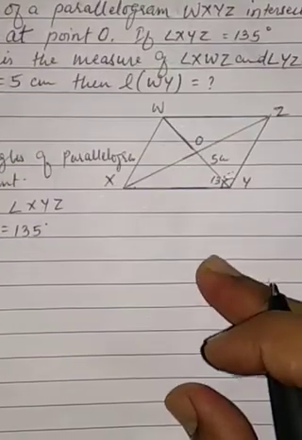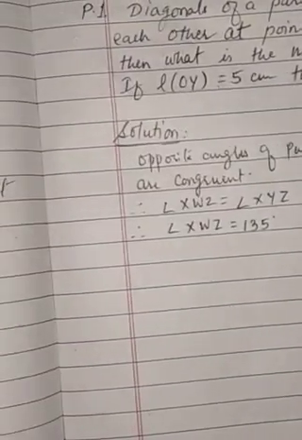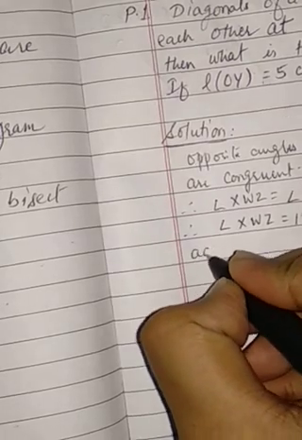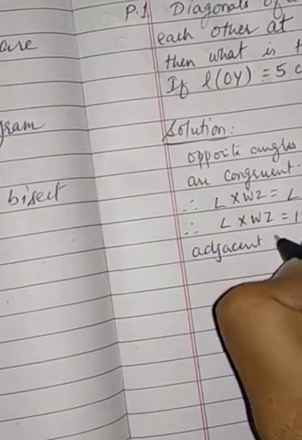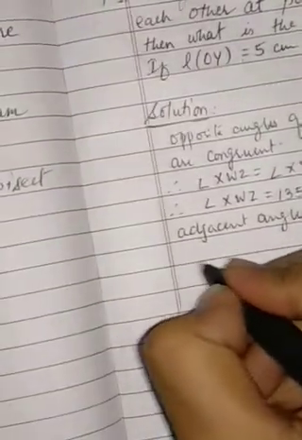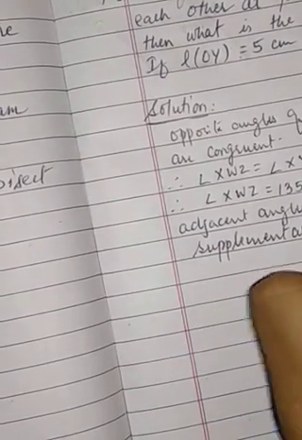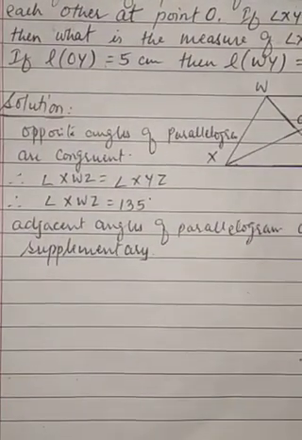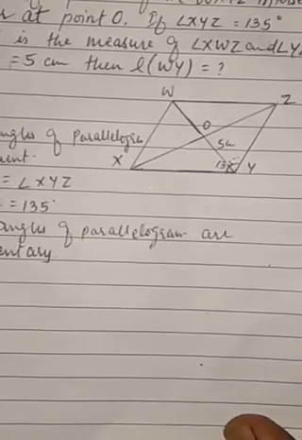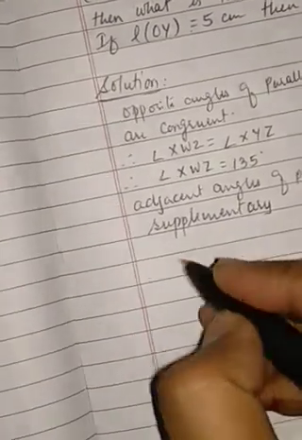Also, we have been asked angle YZW. Now another property that we know is adjacent angles of parallelogram are supplementary. Isn't it? In the previous video we studied these properties also. So adjacent angles of parallelogram are supplementary. What is meaning of this? It means the sum of adjacent angles will be 180 degree.